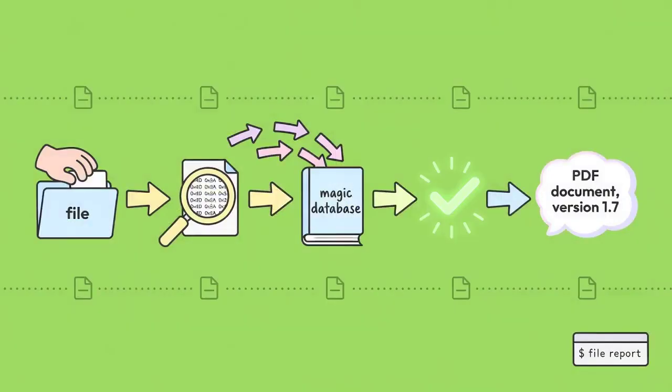When you run the file command, it opens the target file, reads only its first chunk of bytes, walks through the magic database looking for a match, and then prints the human-readable description it finds. No extension required, no guessing.